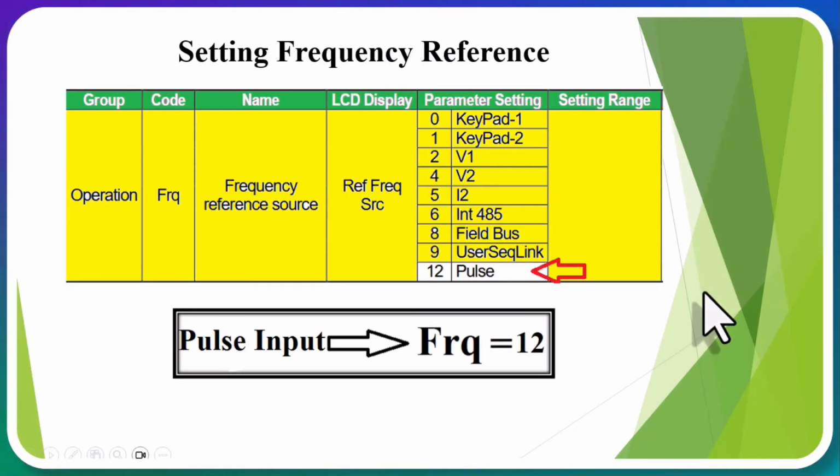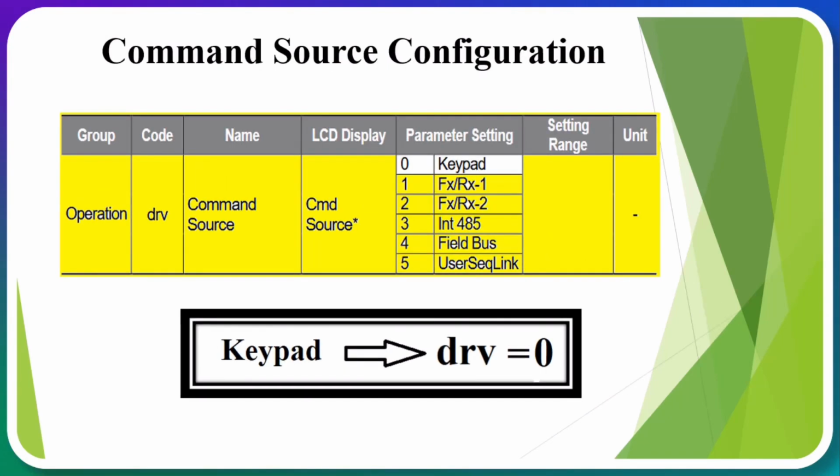In order for the frequency reference of the S100 inverter to be set from the pulse input, that is, if we want to provide frequency to our inverter through the pulse input and have our frequency reference on the pulse input, we need to set the FRQ parameter in the main operation group to the value 12. In these videos, our start command is given through the inverter's own keypad, so the DRV parameter in the main operation group should be set to 0, which means keypad.